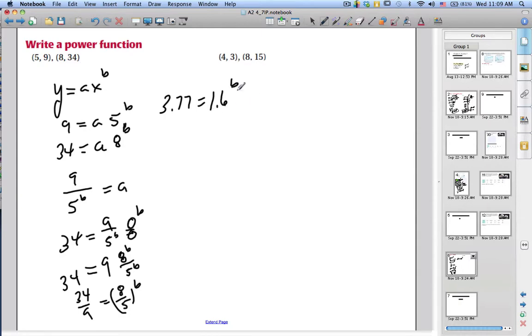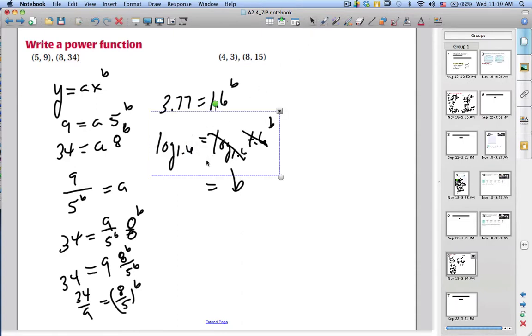So if I want to find b, I'm going to take a log base 1.6 of either side of this function. And I'll get that b, because this cancels that, b will be equal to, I'm sorry, log base 1.6 of 3.77. I didn't write that down. My mistake. So let me go ahead and clean this up. Log base 1.6 of 3.77.